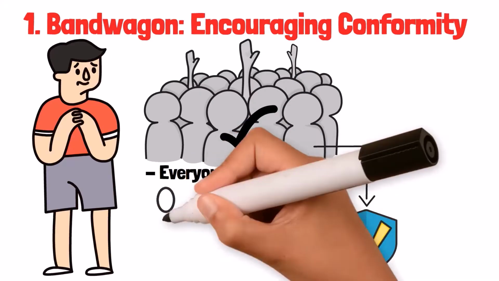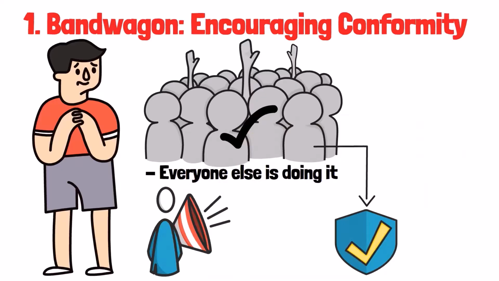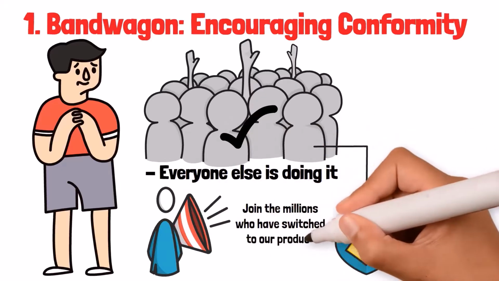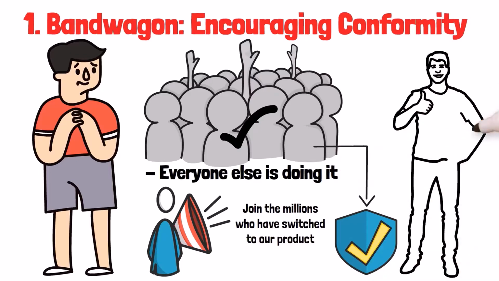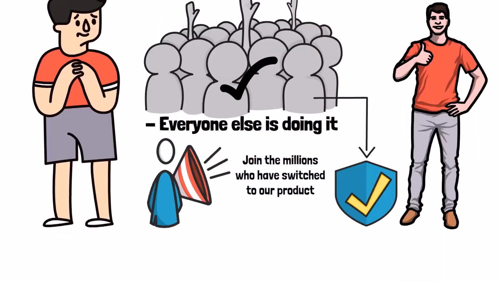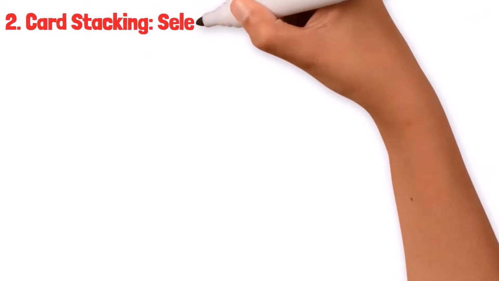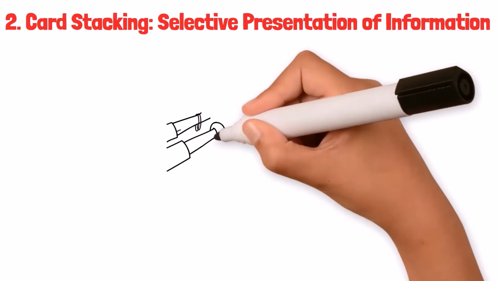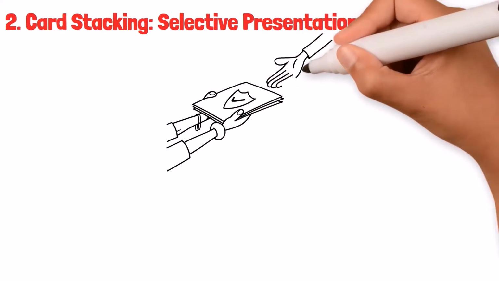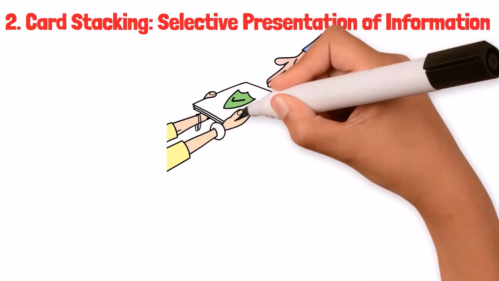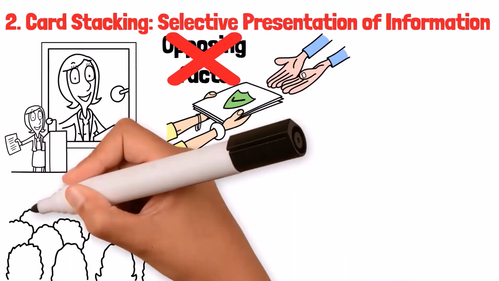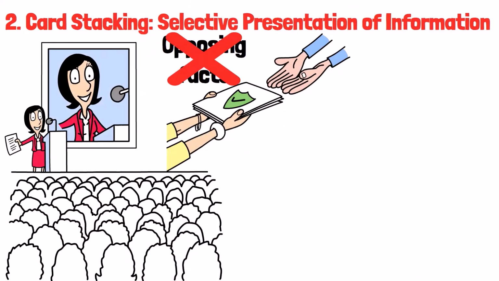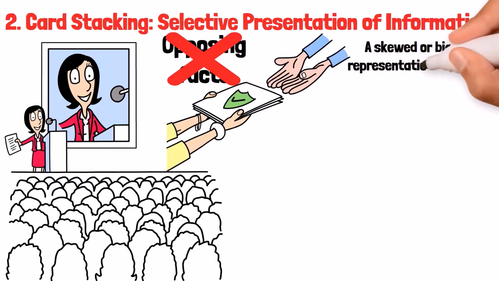For example, advertisements often use phrases like, "Join the millions who have switched to our product," to create a sense of urgency and peer pressure, encouraging people to conform to the popular choice. 2. Card stacking. Selective presentation of information. Card stacking involves presenting only the information that supports a particular viewpoint while omitting or downplaying opposing facts. This technique manipulates the audience's perception by providing a skewed or biased representation of reality.